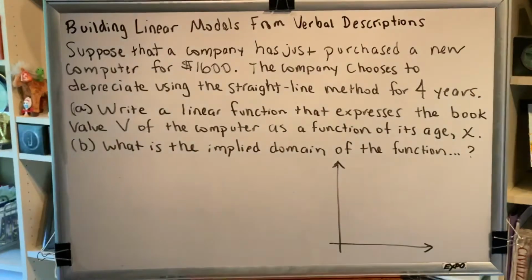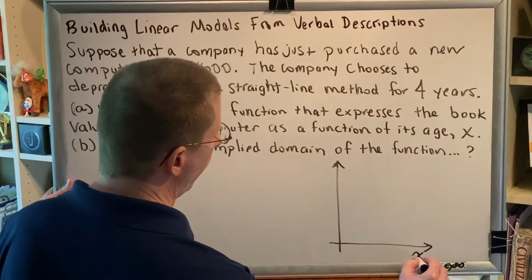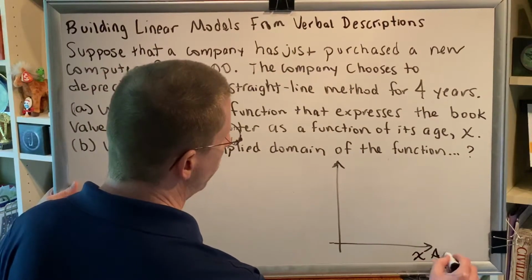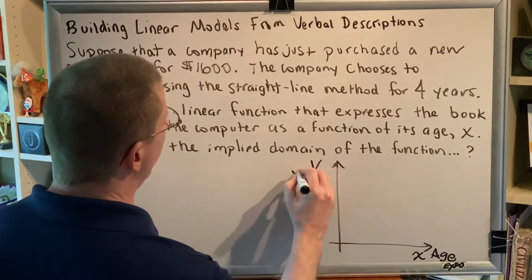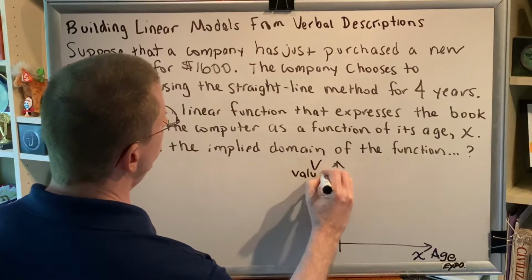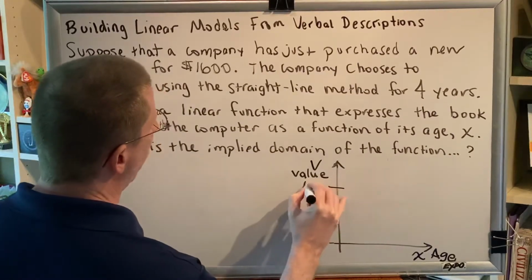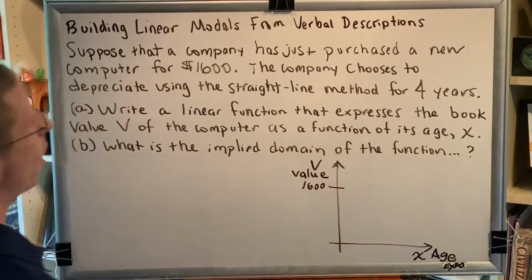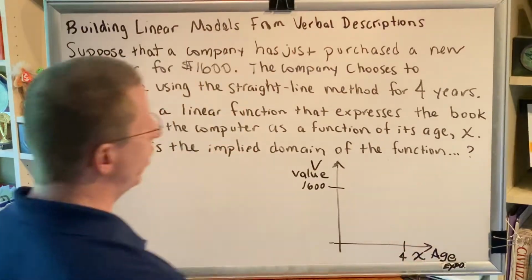Okay, so with that all said, let's go ahead and jump into this problem. First of all, we're using the straight line method. So what that means is we're going to create a graph here. We're going to label the graph with the two variables. So x is going to represent the age of the computer, and v is going to represent the value of the computer. We know that when we buy something brand new, the value is $1,600, and we know that it's going to last for 4 years. So that allows us to create our graph very easily.